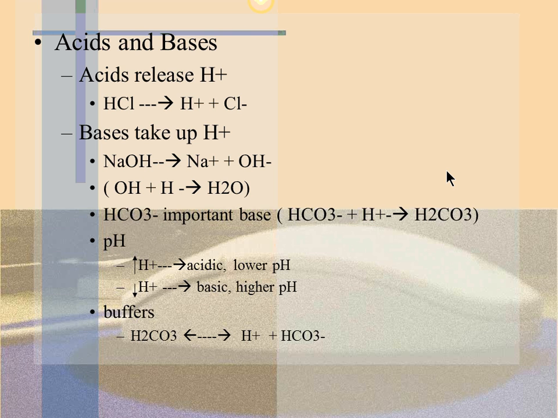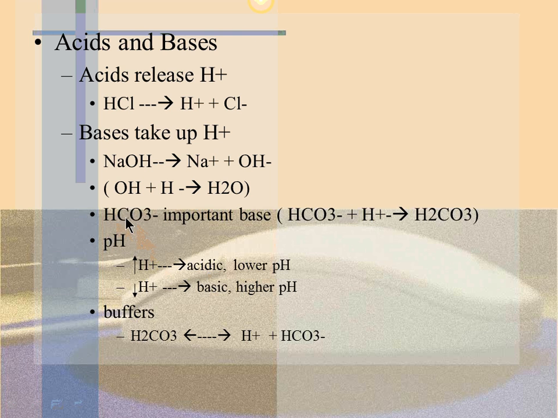Then we have acids and bases. Acids are substances which release hydrogen ions, and bases are substances which mop up hydrogen ions. So if you look up here, hydrochloric acid gives a hydrogen ion and chlorine. For bases, NaOH is sodium hydroxide. It releases sodium and a hydroxyl ion. This hydroxyl ion then mops up a hydrogen ion to form water. So you can see how bases will mop up hydrogen ions, whereas acids release hydrogen ions.